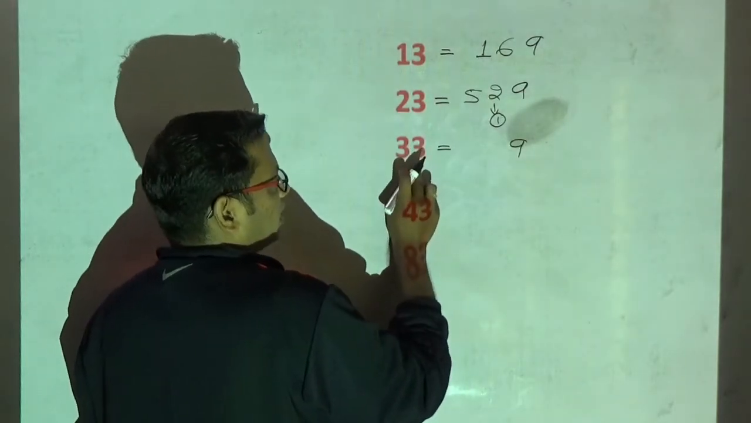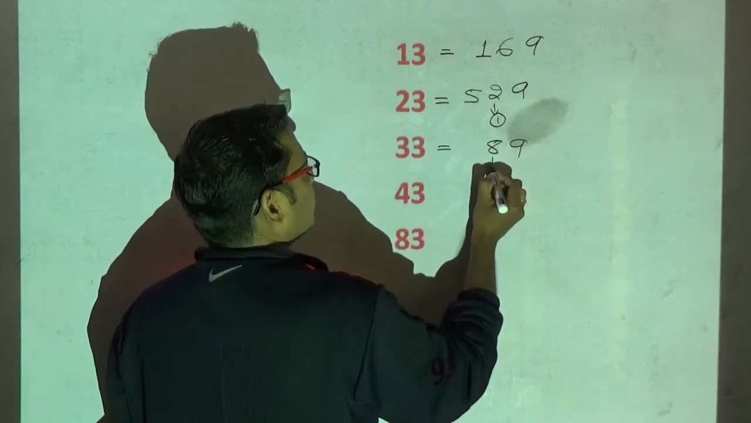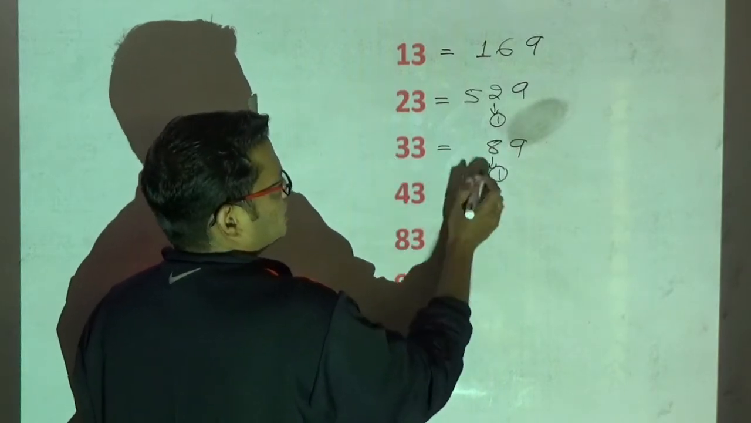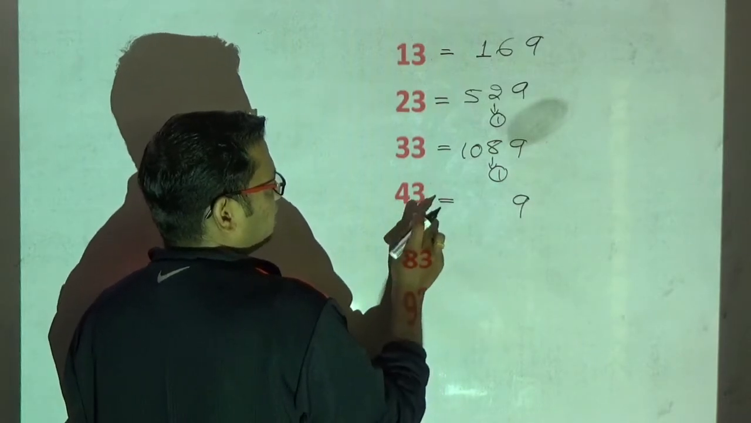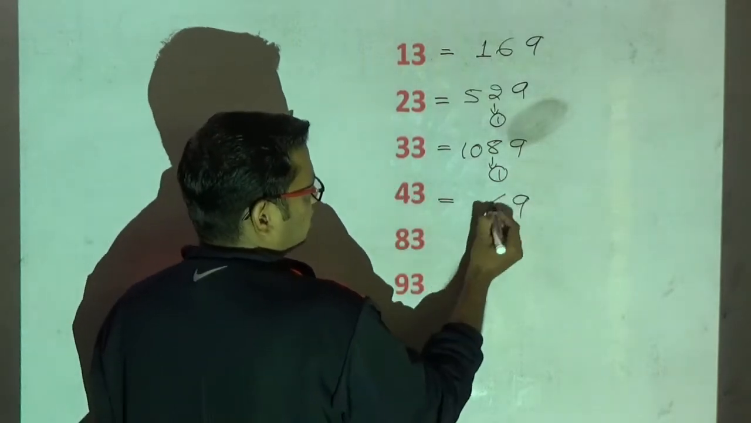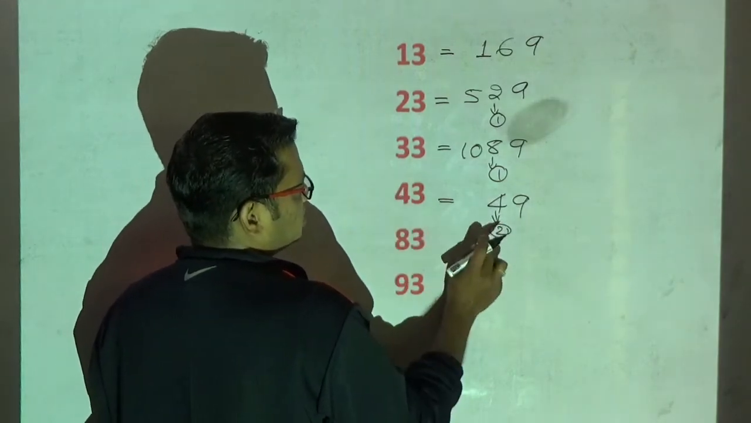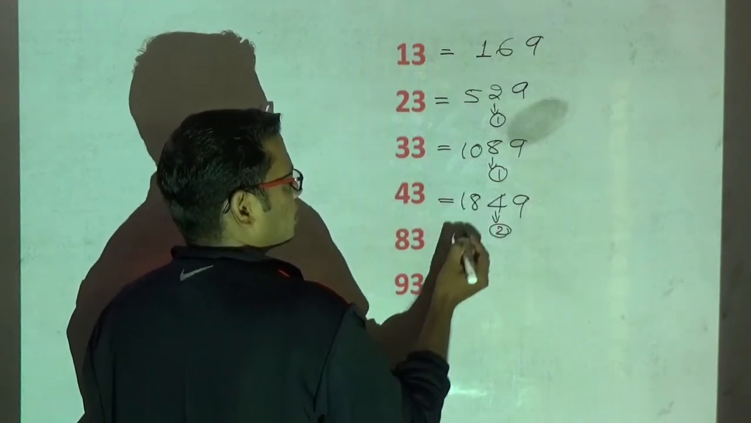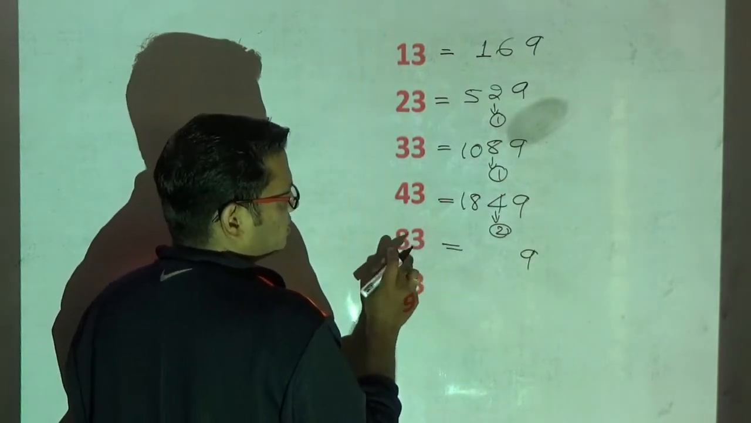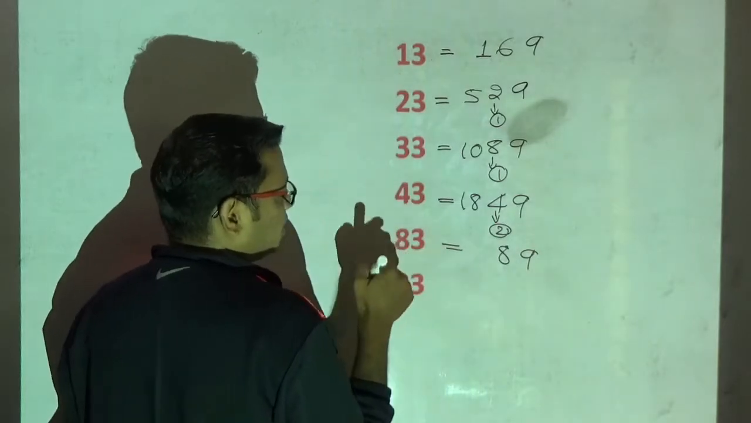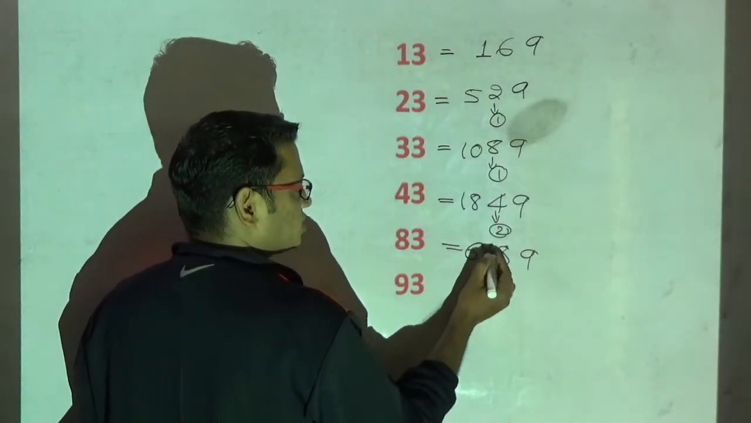Similarly here, 3 square is 9. Double your 3, it becomes 6. 6 threes are 18. Carry 1. 3 square is 9 plus 1 is 10. Similarly here, 3 square is 9. Double your 3, it becomes 6. 6 fours are 24. Carry 2. Now 4 square is 16. 16 plus 2 is 18. Similarly here, 3 square is 9. Double your 3, 6. 6 eights are 48. 4 is carry. 8 square is 64 plus 4 is 68.